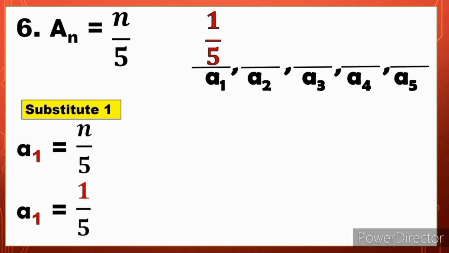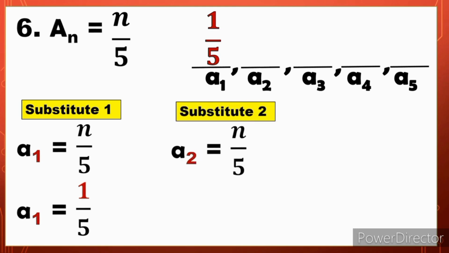Okay, to find the second term, which is a sub 2, sasubstitute natin yung 2. So, a sub 2 equals n over 5. So, papalitan natin yung n ng 2. Therefore, we have a sub 2 equals 2 over 5 or 2/5. Okay, so 2/5 is in simplest form. So, therefore, ang second term natin ay 2/5.